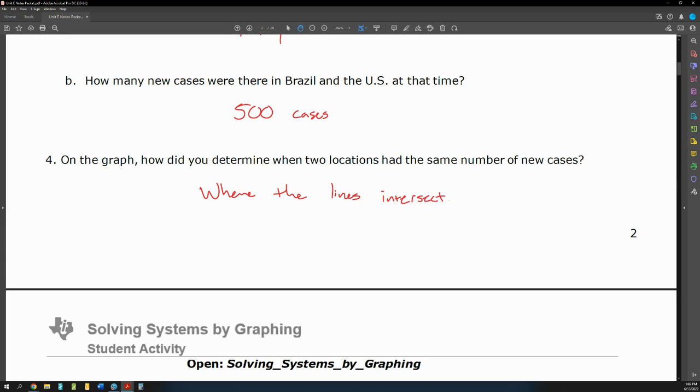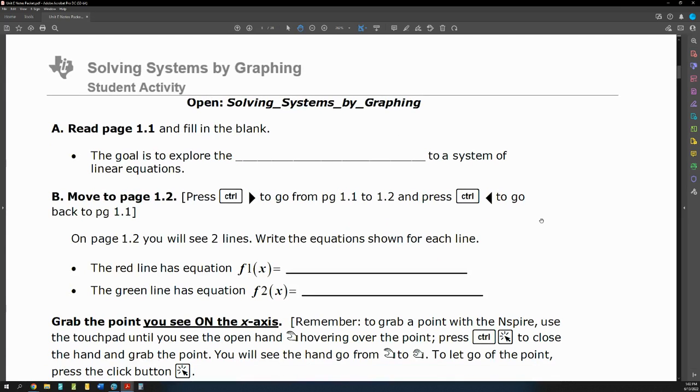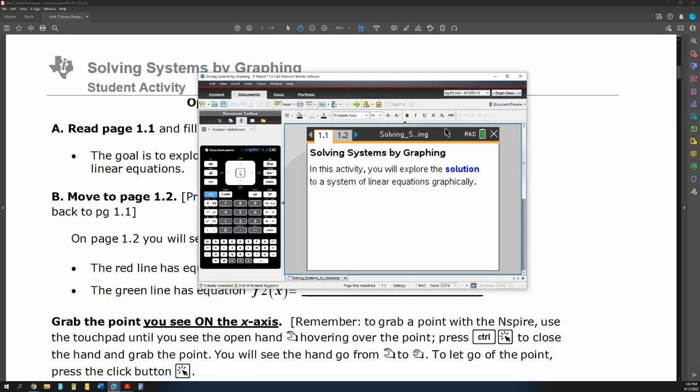Okay. On the following page, we're going to go ahead and work on this activity together on the TI Inspire. If you're working on this with me in class, I've distributed this program out to each of you. But if you're following along at home, you can just follow along with the video. The program is called Solving Systems by Graphing. So this is what it looks like.